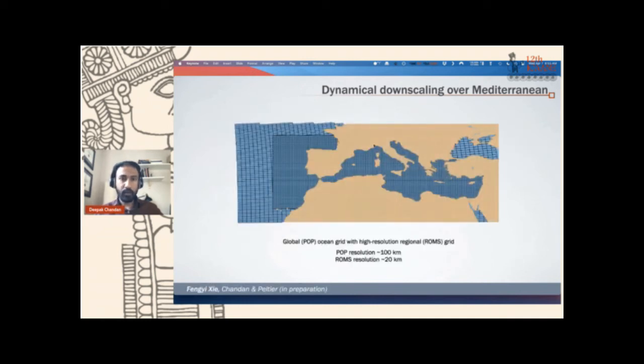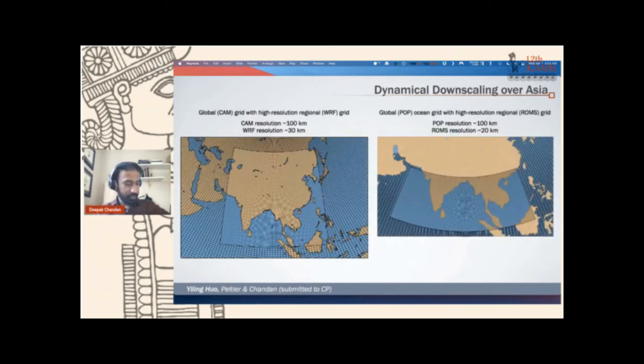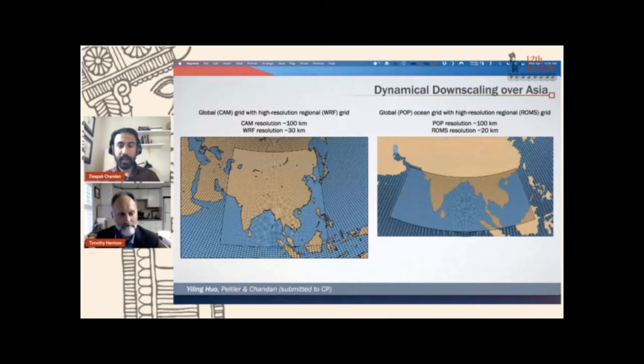We're also doing some work where we're including the high resolution ocean model in this one, but I'm going to skip over that. Finally, I'm going to just finish off with a paper that is submitted in Climate of the Past with Yiling Huo, who's a graduate student in our group, where we apply the dynamical downscaling framework to the study of East Asian monsoons. And this really brings up the merit and the value that you get from going to a dynamically downscaling method. Again, we have included this kind of high resolution grid in the atmosphere and the ocean.